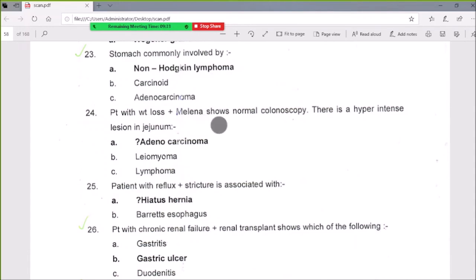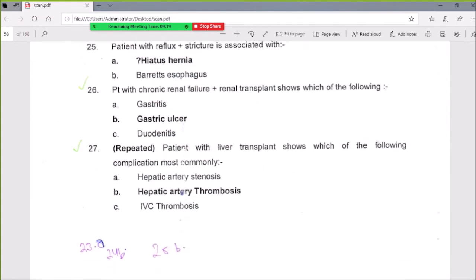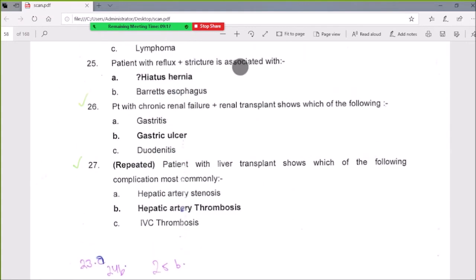24. Patient with weight loss plus melena shows normal colonoscopy. There is hyperintense lesion in jejunum, leiomyoma. 25. Patient with reflux plus stricture is associated with Barrett's esophagus. 26. Patient with chronic renal failure plus renal transplant shows which of the following: gastric ulcer. 27. Patient with liver transplant shows which of the following complication most commonly: hepatic artery thrombosis.